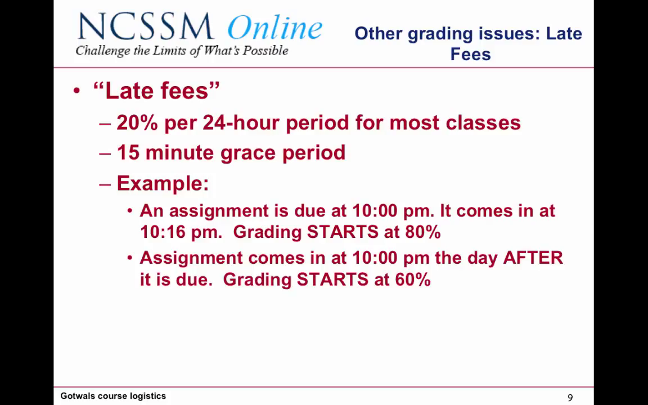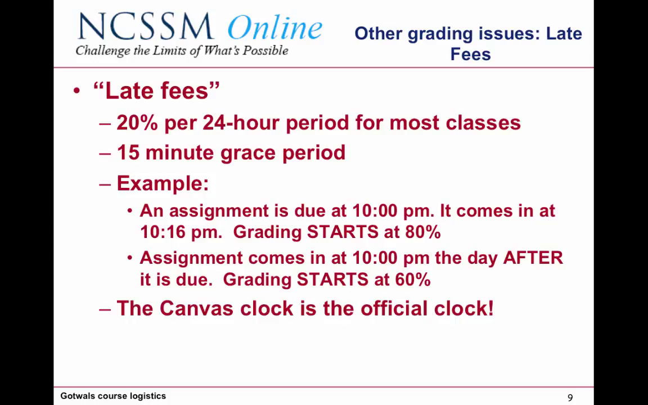If the assignment comes in at 10 p.m. the day after it is due, so 24 hours past when it was due, then grading starts at 60%, and then I grade from there. And the Canvas clock is the official clock, so if you send me an email that says, but my watch said it was 10:15, but Canvas says it's 10:16, then I go by the Canvas clock.